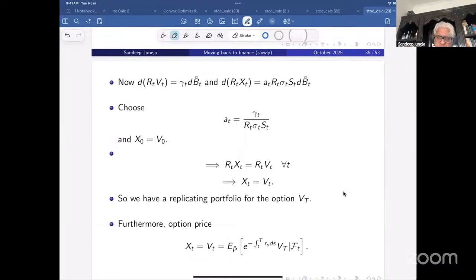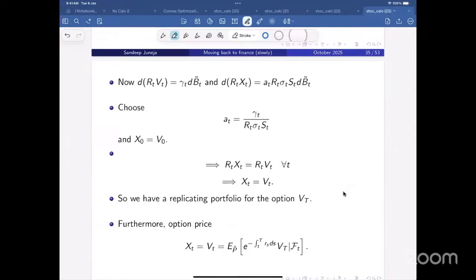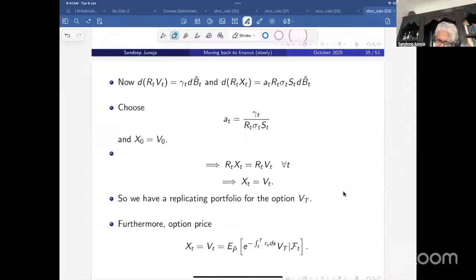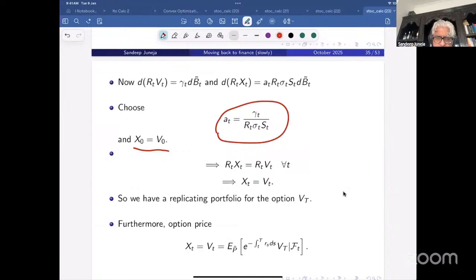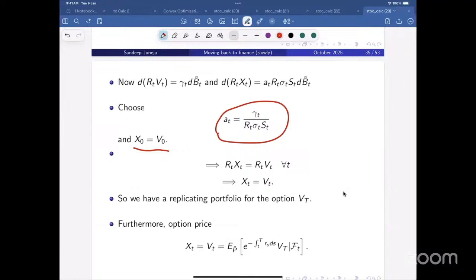Yeah, we are coming up with the tractable form of the option price. Basically, what did we do? We said, let's just choose AT in this manner. That's what we said so far. Let's choose X0 to be V0. So now we have a complete portfolio process.